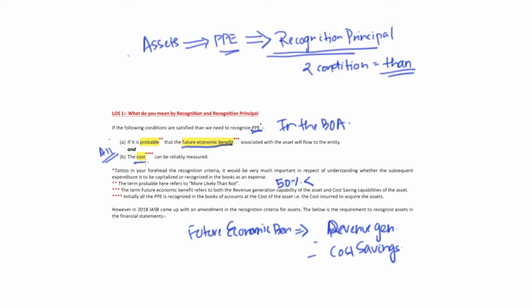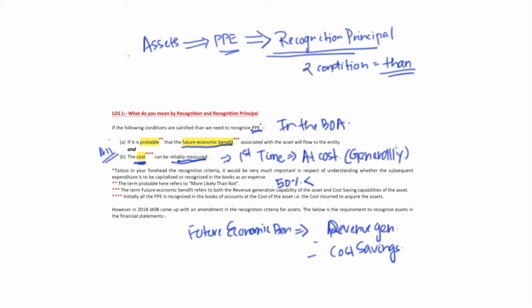Now, why are we saying that the cost is important and needs to be reliably measured? Because the first time we recognize any asset in the books of accounts, it has to be recognized at cost. Generally, I'm not saying always. Someone may say that some of the financial instruments have day-one gain or loss. I'm not going into that detail. I am saying that generally, the first time the asset is recognized at cost. Now it is really important for us to determine the cost of the asset.